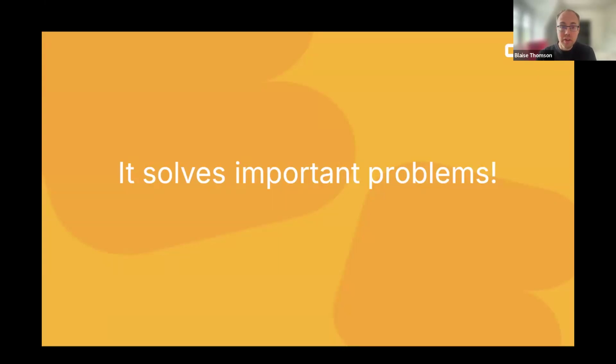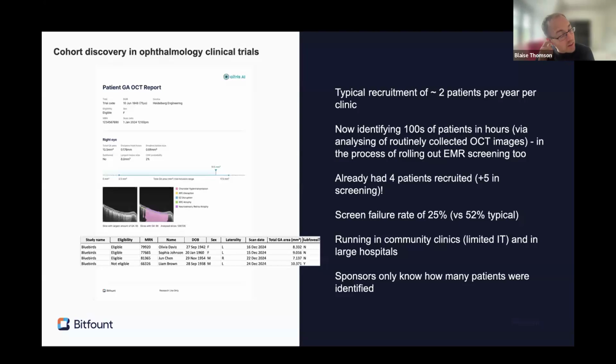This does solve some really important problems. So I thought it'd be interesting to share a few slides on what we've been doing and how it's actually helping in practice. A big area we work on is cohort discovery, and I know that's also something the FedA program is interested in. What we've typically been doing is running AI models in ophthalmology clinics and analyzing all of the retinal images that the clinics take. That allows us to accelerate the clinical trial process. The typical recruitment in these trials is around 2 patients per year per clinic, so it's a very laborious process.